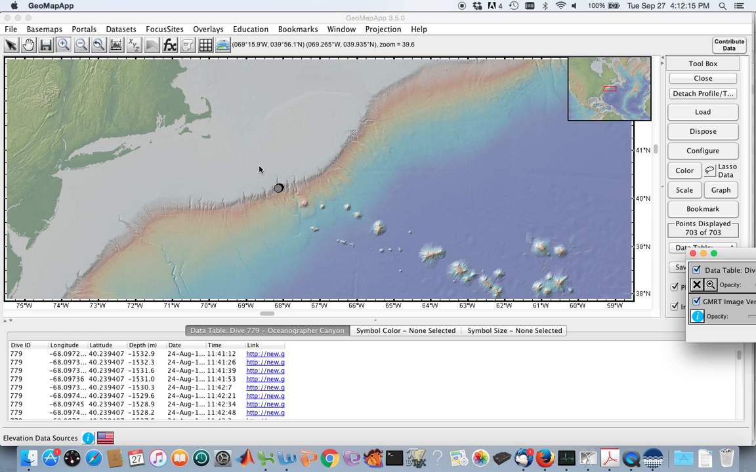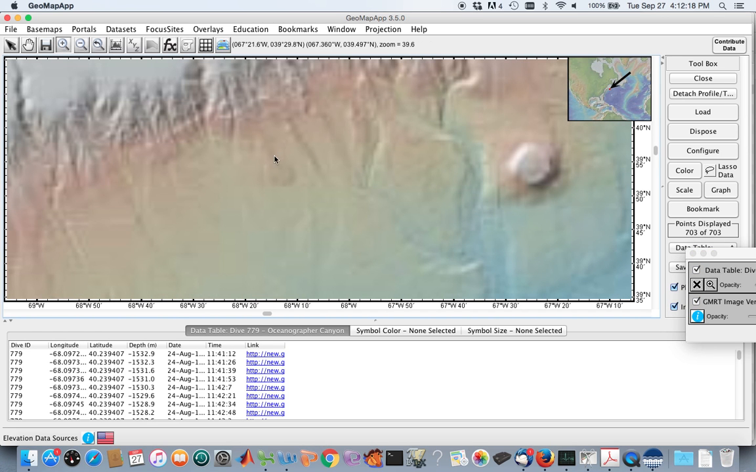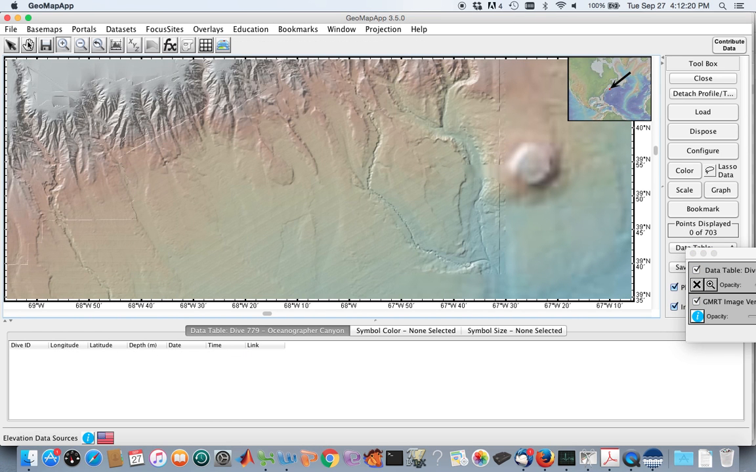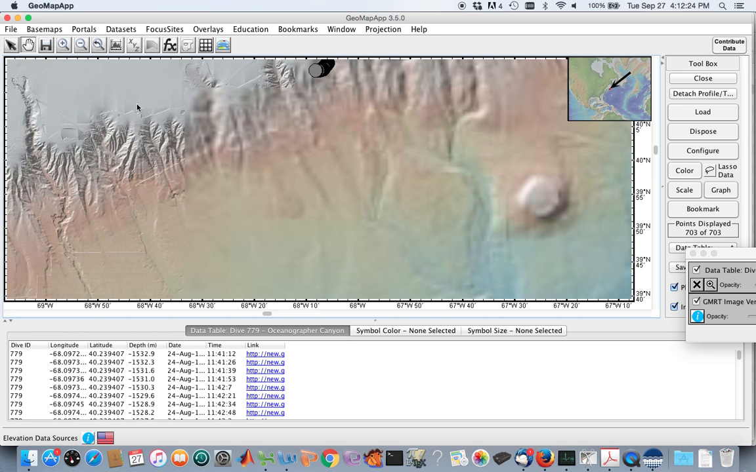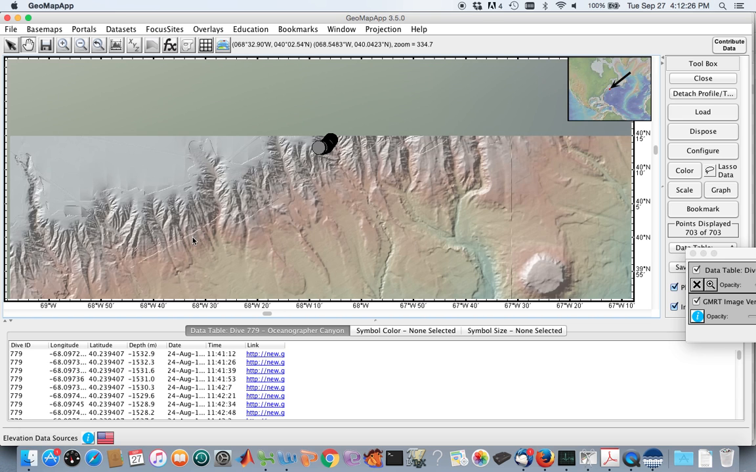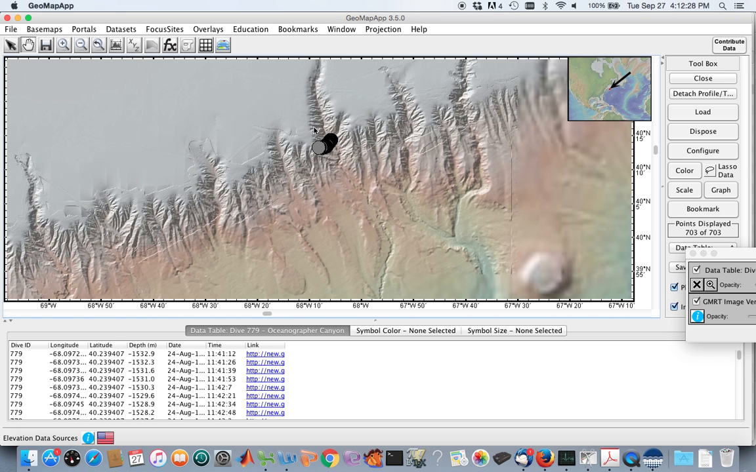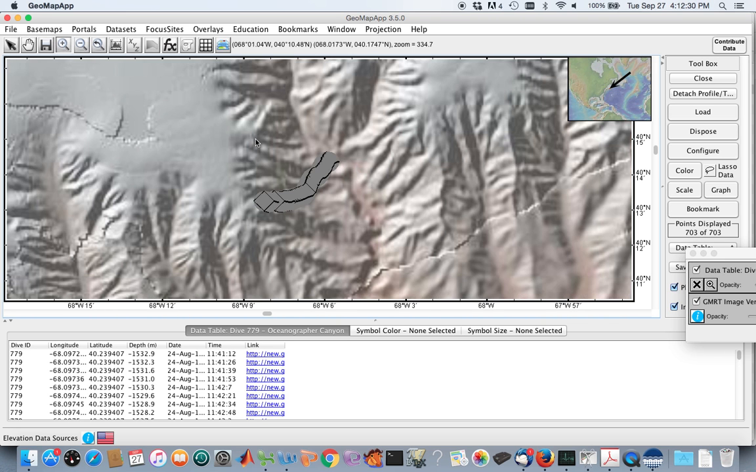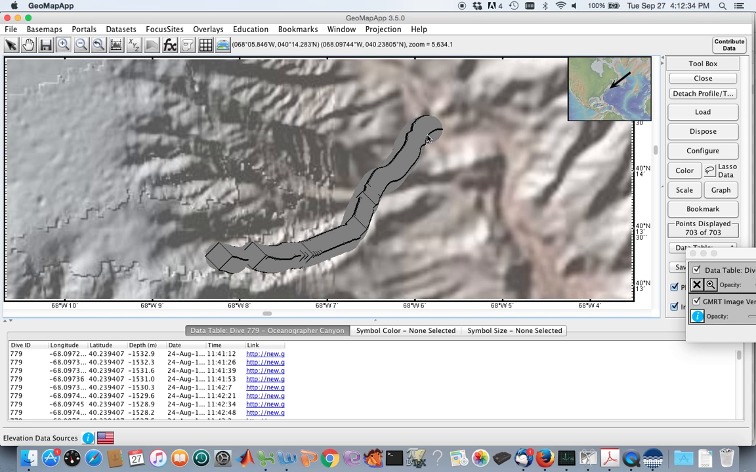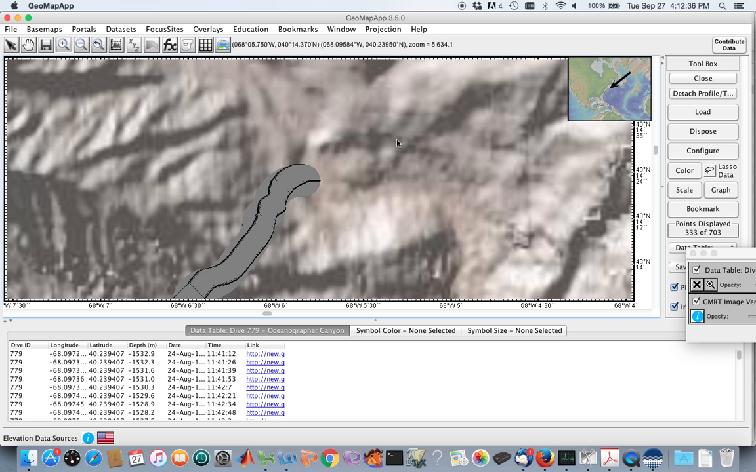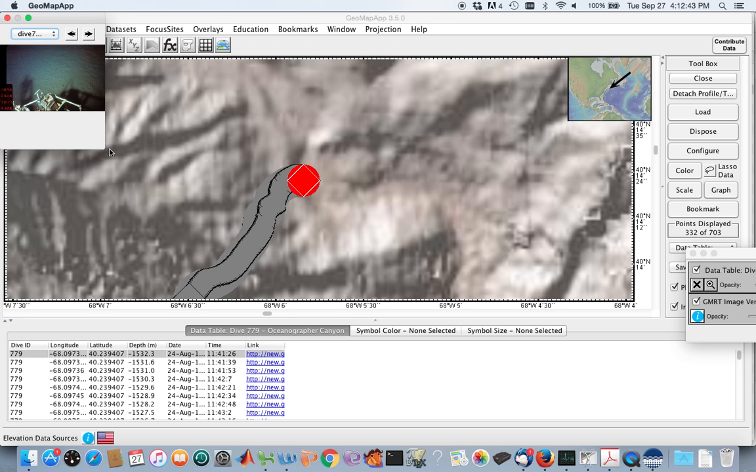Okay, so let's zoom in on these photos. Let's see what we can see. These are photos taken along in the Submarine Canyon here. And if I click on one, hopefully it comes up. All right, there it is.